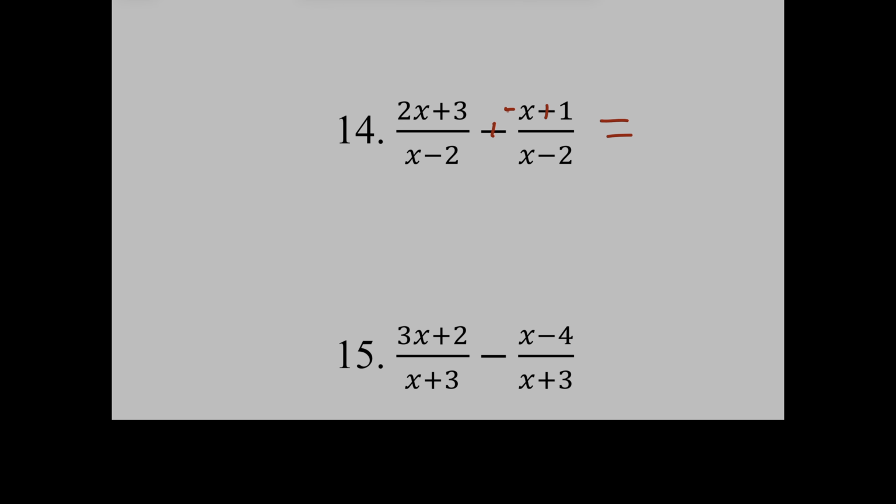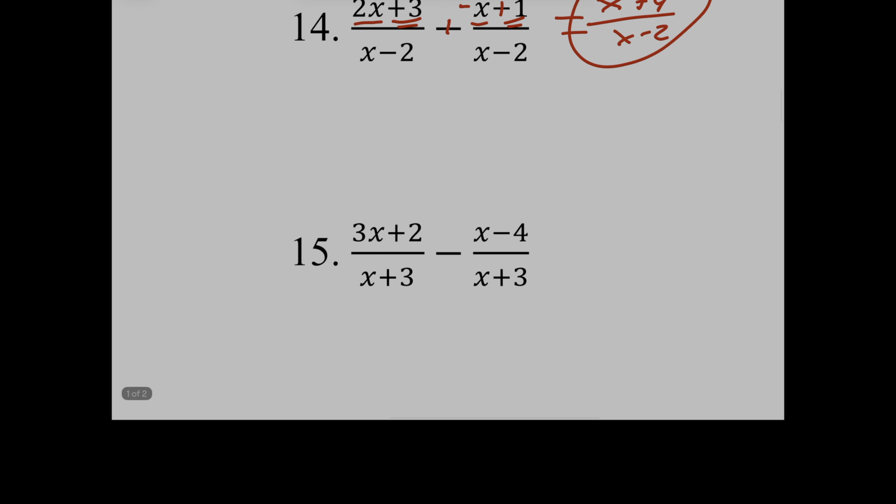Change both of them. So now I get a 2x minus x is x. And now I get a positive 3 and a positive 1. That's going to be a plus 4 over x minus 2. All right? Can I reduce the x's? Are the 2 and the 4? Nope, because of the plus and minus signs. Okay, they're not factors. They're terms.